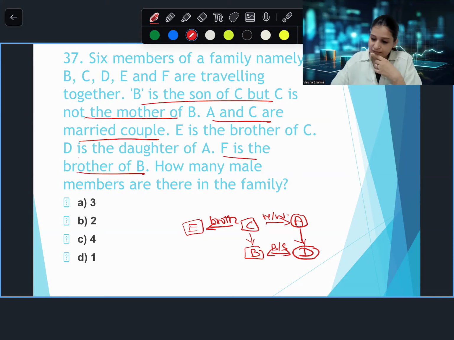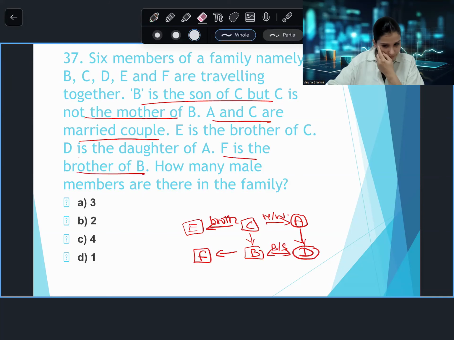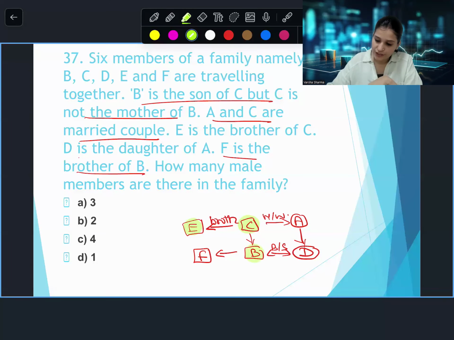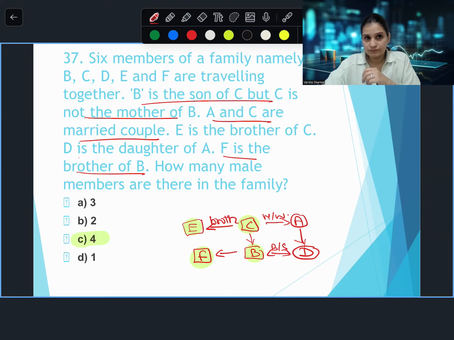F is the brother of B. One more person. So C and A have 3 children: F and B sons and D daughter. Clear? How many male members? 1, 2, 3, 4. Clear?